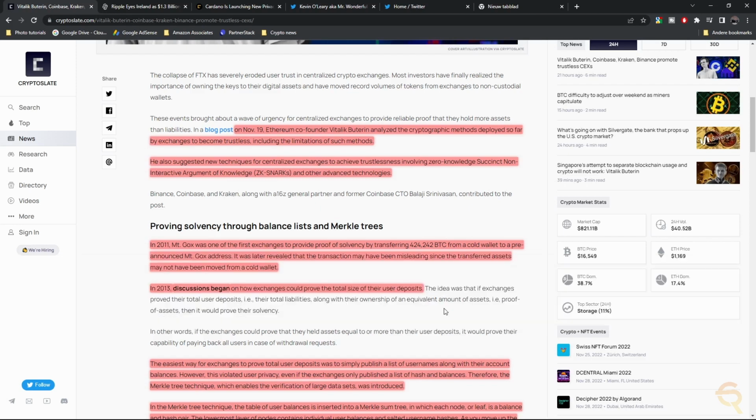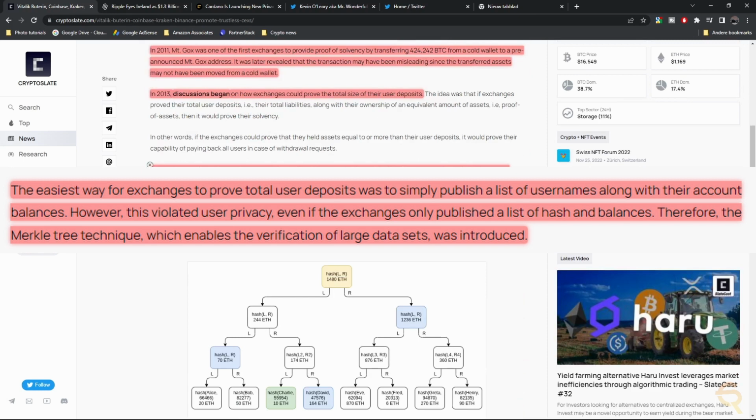Now, the easiest way for exchanges to prove total user deposits was to simply publish a list of usernames along with their account balances. However, this violated user privacy, even if the exchanges only published a list of hashes and balances. Therefore, the Merkle tree technique, which enables the verification of large datasets, was introduced.